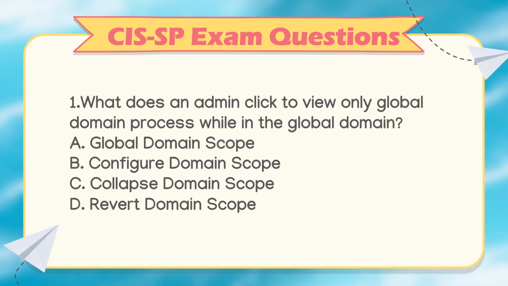1. What does an admin click to view only global domain processes while in the global domain? A. Global domain scope. B. Configure domain scope. C. Collapse domain scope. D. Revert domain scope.